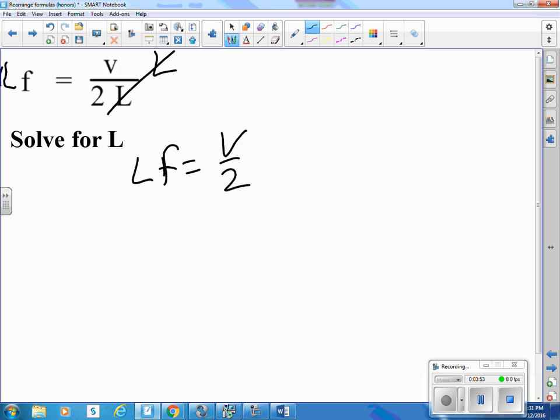I want L all by itself, so I want to get rid of the F that's multiplying, so I divide. That puts the F underneath the V. So the length of the pipe is equal to the speed of sound divided by 2 times the frequency. So I choose the frequency and multiply it by 2. Divide the speed of sound by that number, and that will tell me how long to cut that pipe, and I can make a musical instrument.